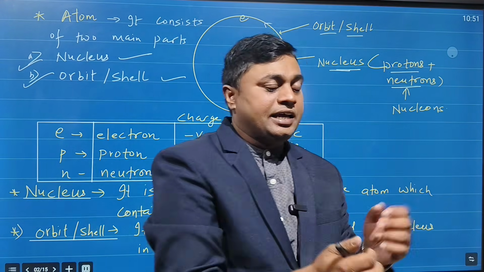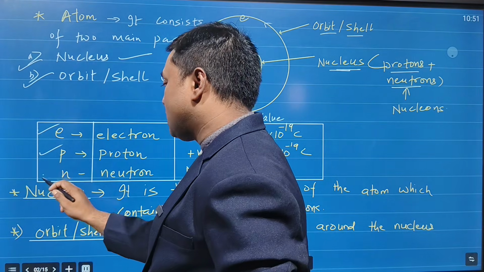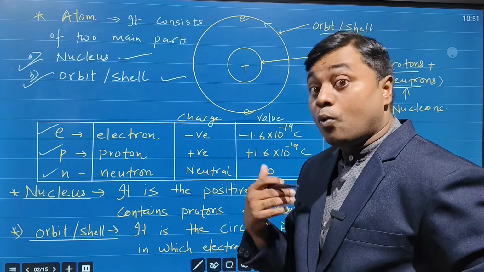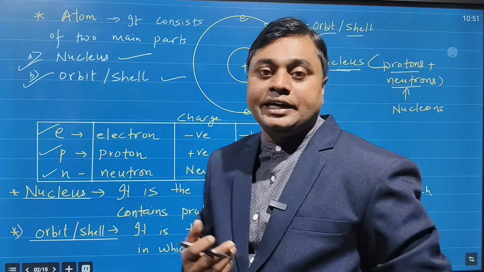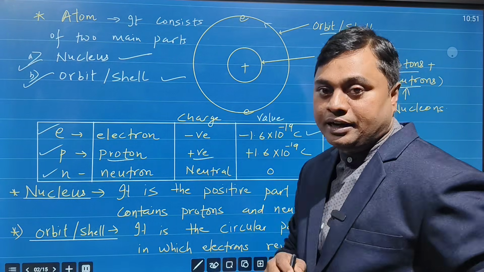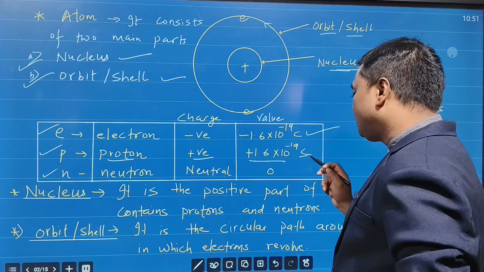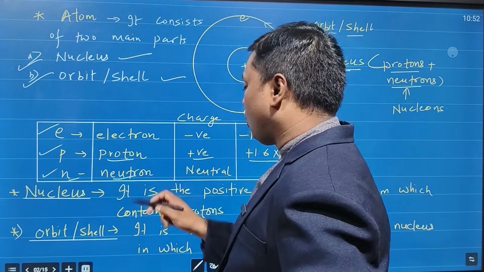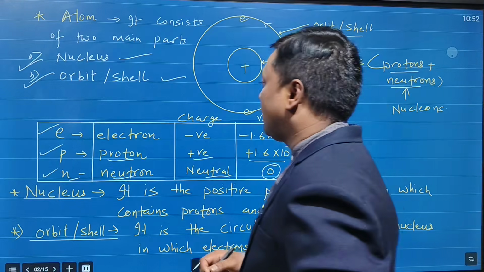So basically we can say atom contains three fundamental particles: electrons, protons and neutrons. E for an electron, the charge is negative. What is the value of the charge? Minus 1.6 into 10 to the power minus 19 coulomb. P stands for proton. It is a positive charge particle. The value is plus 1.6 into 10 to the power minus 19 coulomb. SI unit of charge is what? Coulomb. N for neutron. It is a neutral particle. The value is 0. It has no charge.